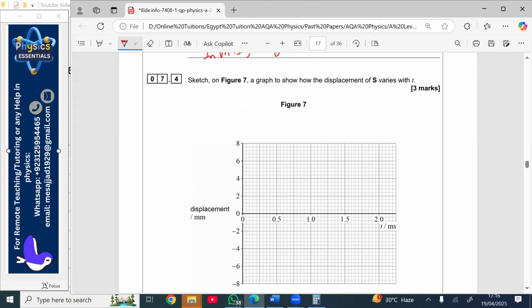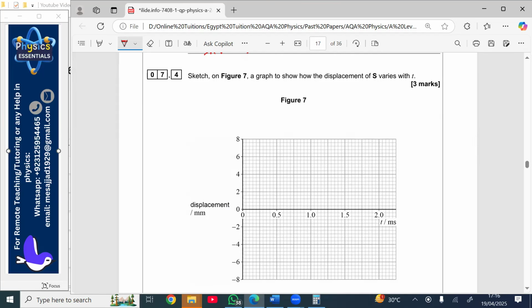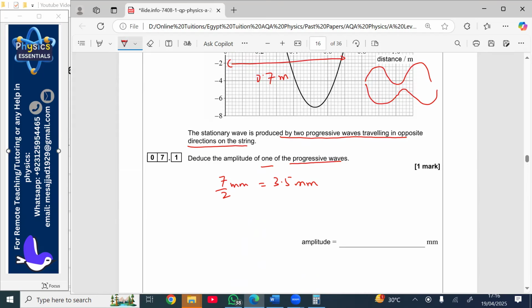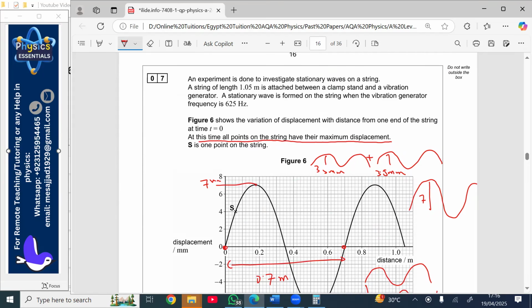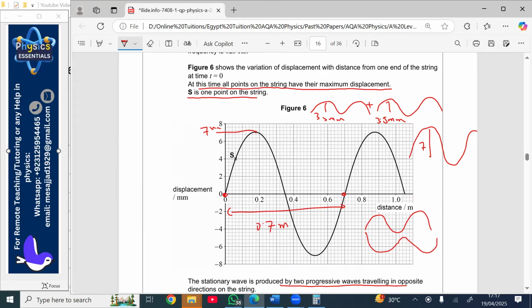Sketch on figure 7 a graph to show how the displacement of S varies with time. Here you see that everything in this figure is at its maximum displacement, and S is one of the points on the string. If a point reaches its maximum position, what does it do after that? It goes down. So if S is at its maximum position, of course it has to go down from here.